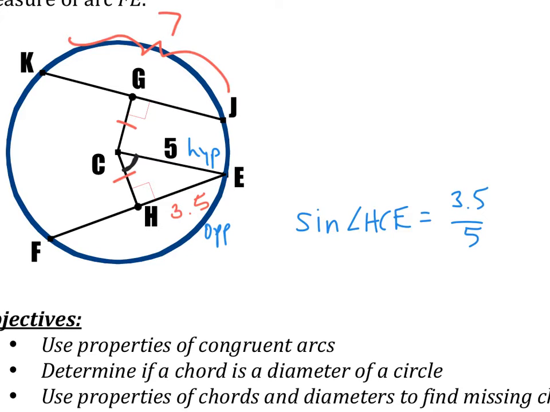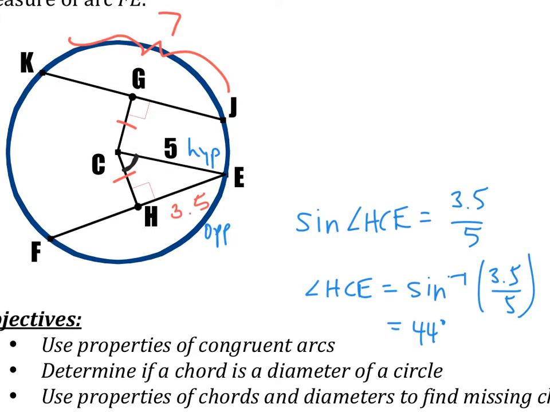Do you remember how to find your angles? You do the negative sign. Very good. Okay? So angle HCE is equal to sine inverse of 3.5 over 5. Type that into your calculator. Tell me what you get. 44.4. Okay? We'll just round it to 44 degrees to make it easier. Okay? So it's equal to 44 degrees.